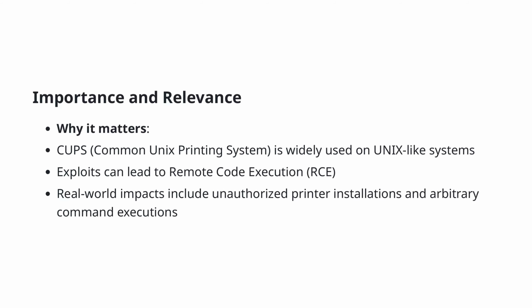The Common Unix Printing System, or CUPS, is a critical component in many Unix-like systems. Understanding the importance and relevance of CUPS is vital because vulnerabilities within this system can have severe consequences, particularly due to its widespread use. Exploits targeting CUPS can result in remote code execution, which is particularly dangerous as it allows attackers to control affected systems. Practical implications of such exploits include unauthorized printer installations and the execution of arbitrary commands. Recognizing why CUPS matters in securing Unix systems is the first step in appreciating the potential impacts of these vulnerabilities.